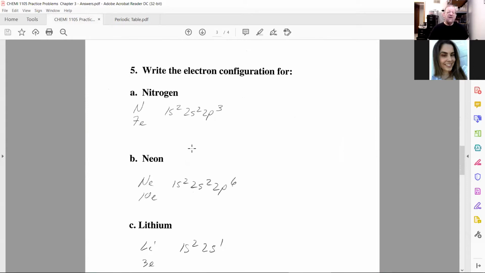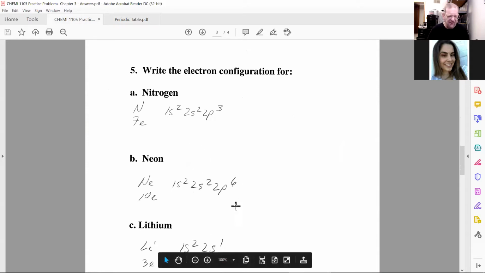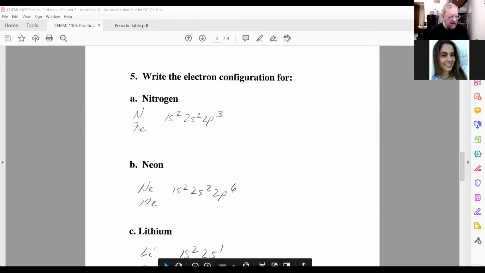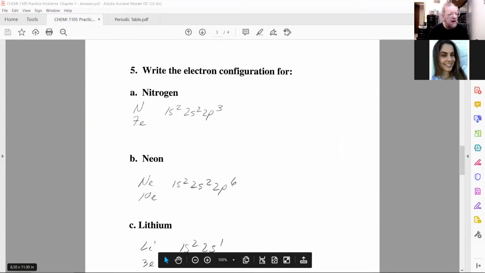Now, you should know, hint, how to write the electron configuration for various elements up to atomic number 12, that's magnesium. Let me open something I didn't open.